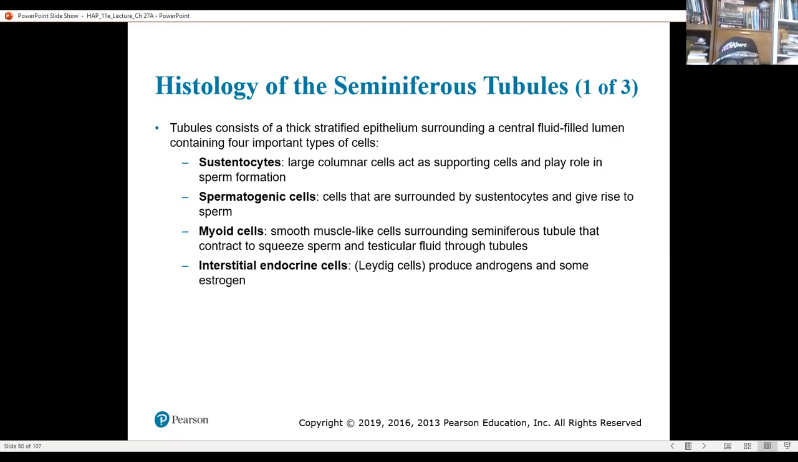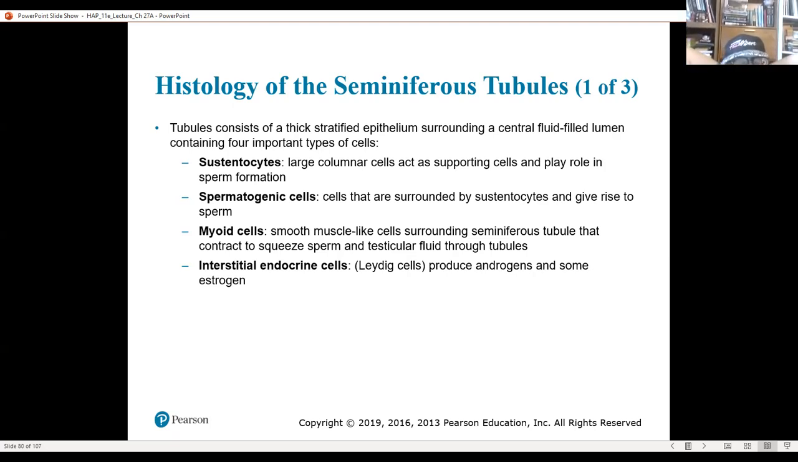Spermatogenic cells are cells that surround the sustentacular cells and give rise to sperm. These are stem cells. These are stem cells that will create sperm.